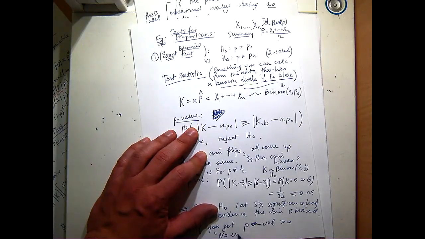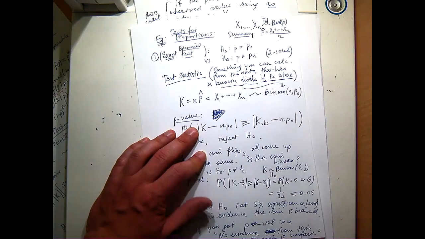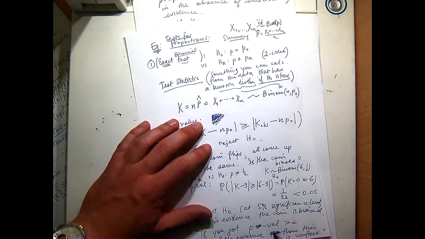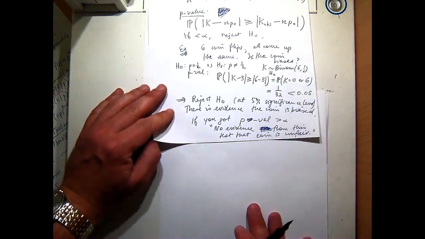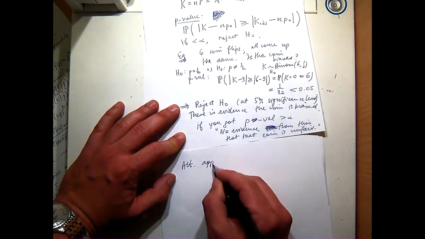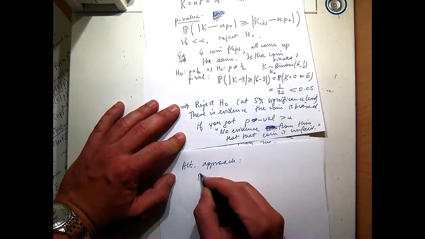there is no evidence from this test, you know, there might be other evidence, that the coin is unfair. Okay? That's the most you can say. You can't say the coin is fair. It might or it might not be. But there's no evidence from this test that the coin is unfair, or no good evidence. Okay. So that's how you do it. Now, there are some other ways of thinking about it, so the alternative approach is the rejection region.